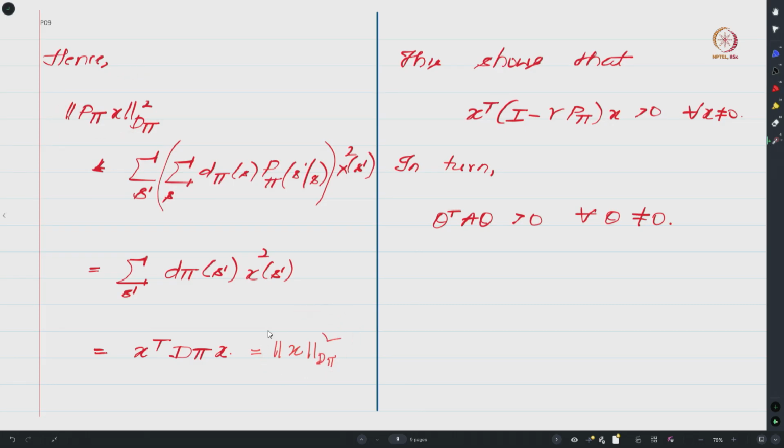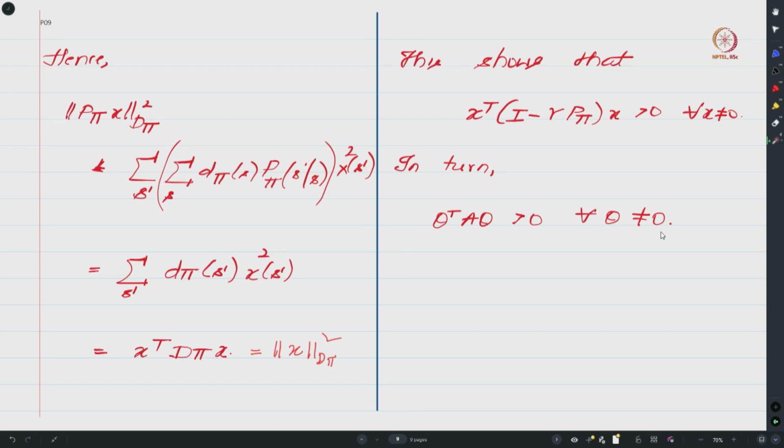We have managed to show that this quantity over here is upper bounded by this quantity, and if you look at the chain of arguments, one can see that we have eventually managed to show that x transpose (I minus gamma P_pi) x is greater than 0, and that in turn implies that theta transpose A theta is greater than 0 for all theta not equal to 0, which in words implies that your A matrix is positive definite, right.